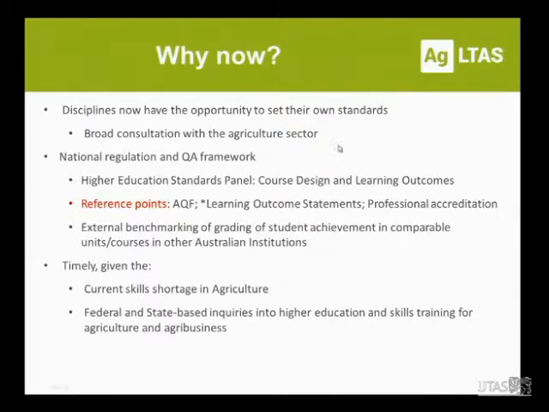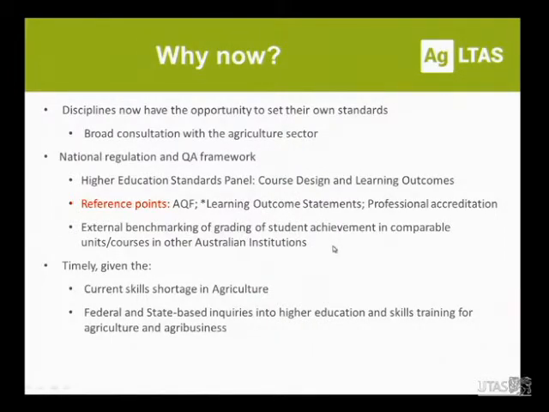But the other aspect that the Higher Education Standards Panel has said is appropriate to use are learning outcome statements that are generated by the disciplines. And this is where the Ag LTAS project comes in, and also other ones like science and various other disciplines. This has been recognised as an appropriate way of measuring standards.